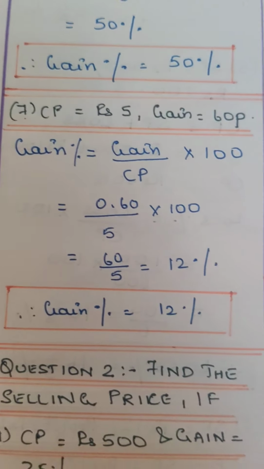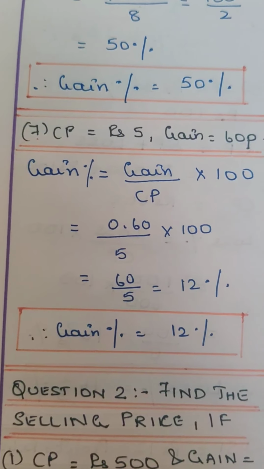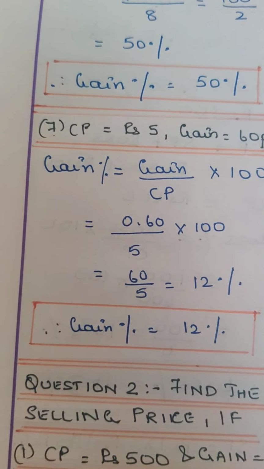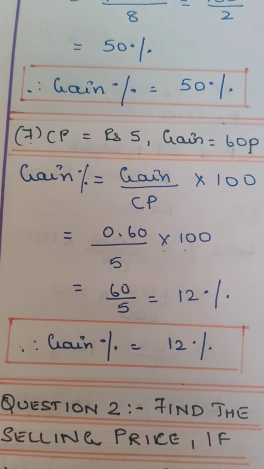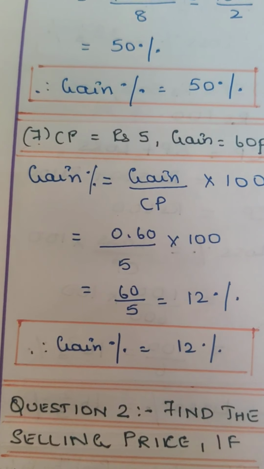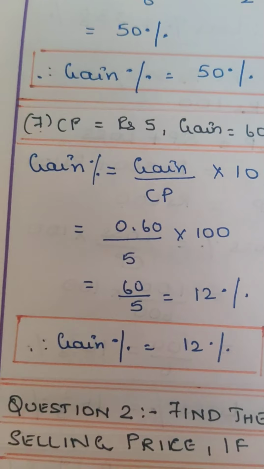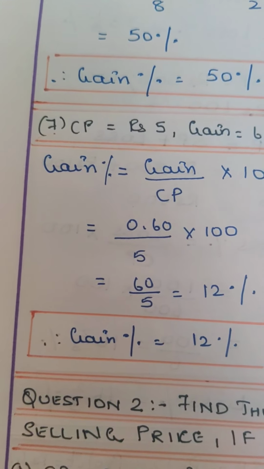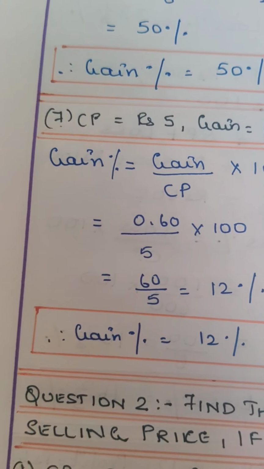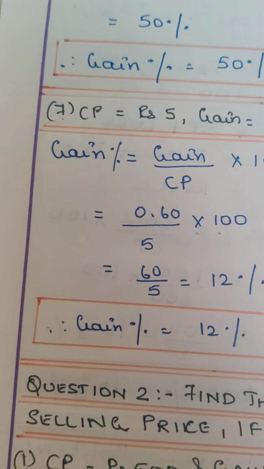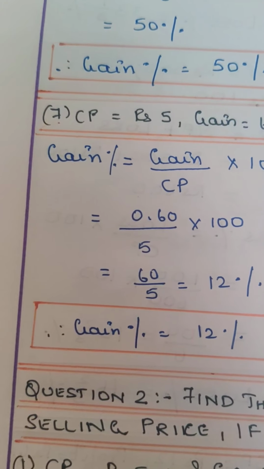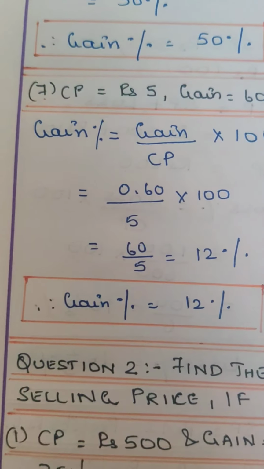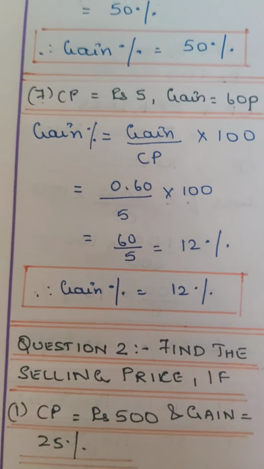Moving on to the seventh one, cost price is equal to rupees 5, gain is equal to 60 paisa. How do you calculate gain percent? Gain percent is equal to gain by cost price into 100. You have one value in rupees, the other value in paisa. You convert both of them into rupees. Therefore, you get 0.60 by 5 into 100. That is nothing but 60 by 5. That is equal to 12%. Therefore, gain percent is equal to 12%.